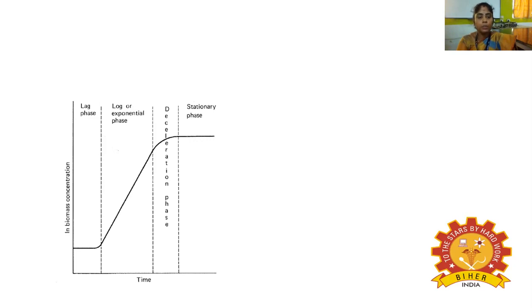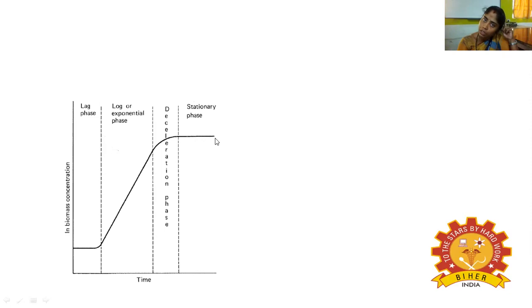Once the nutrient has been taken up or adapted to by the microorganisms, it goes to the next phase called the log phase or exponential phase. In the log phase, the cells start to divide, increasing the number of cells or the cell mass. Once all the nutrients have been taken up by the microorganisms for their growth, the cells divide in this log phase. Once it has finished, it goes to the next phase called the stationary phase.